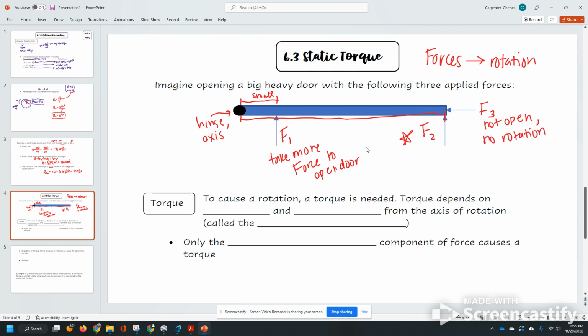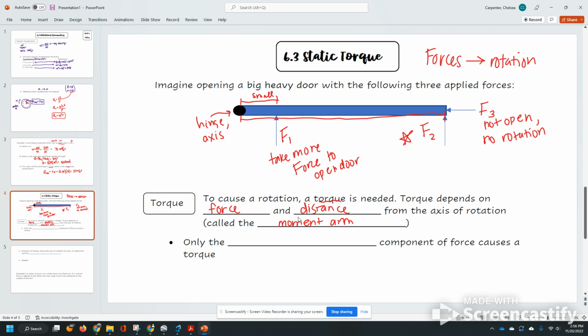So the idea behind this is just to show you that different forces do different things when we talk about rotating an object. So that idea is torque. To cause a rotation, a torque is needed. Torque depends both on force and distance from the axis of rotation. So again, these two forces can do different things depending on how far they are from the axis. That distance is called the moment arm.